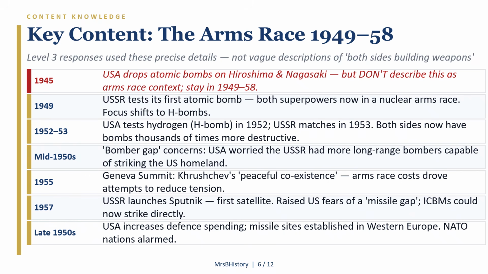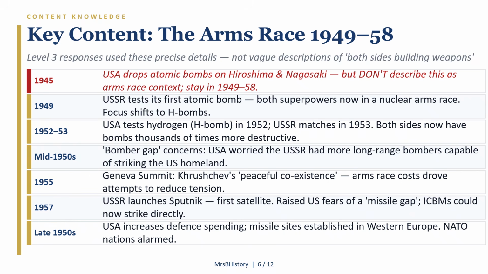Now, the examiner report tells us very clearly what level 3 responses included and what level 1 and 2 responses got wrong. Firstly, the critical year in the question is 1949 and not 1945. The examiner flagged this repeatedly. Describing the USA dropping bombs on Japan is outside of the time frame. Your arms race content starts with the USSR testing its first atomic bomb in 1949.